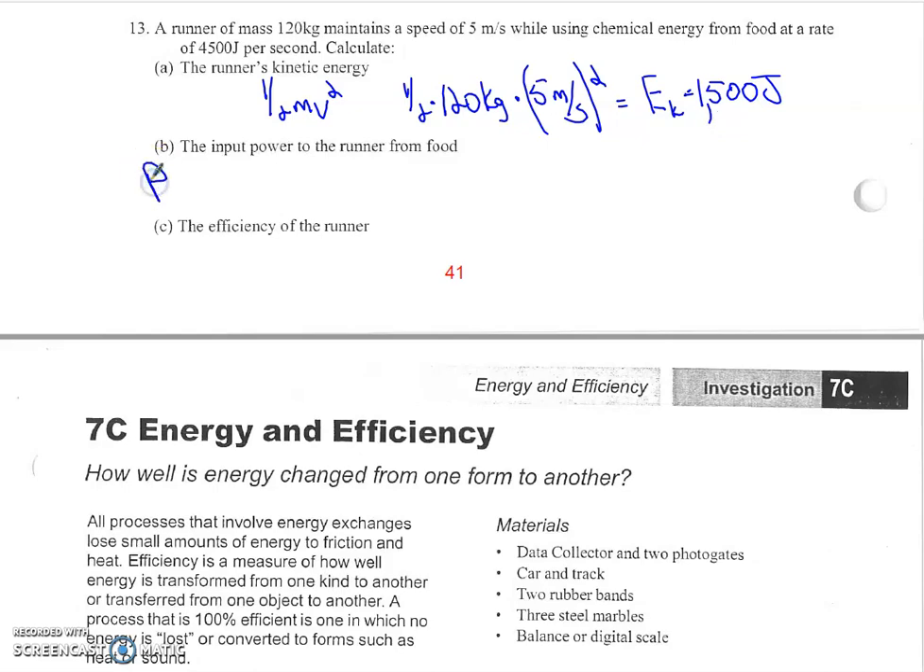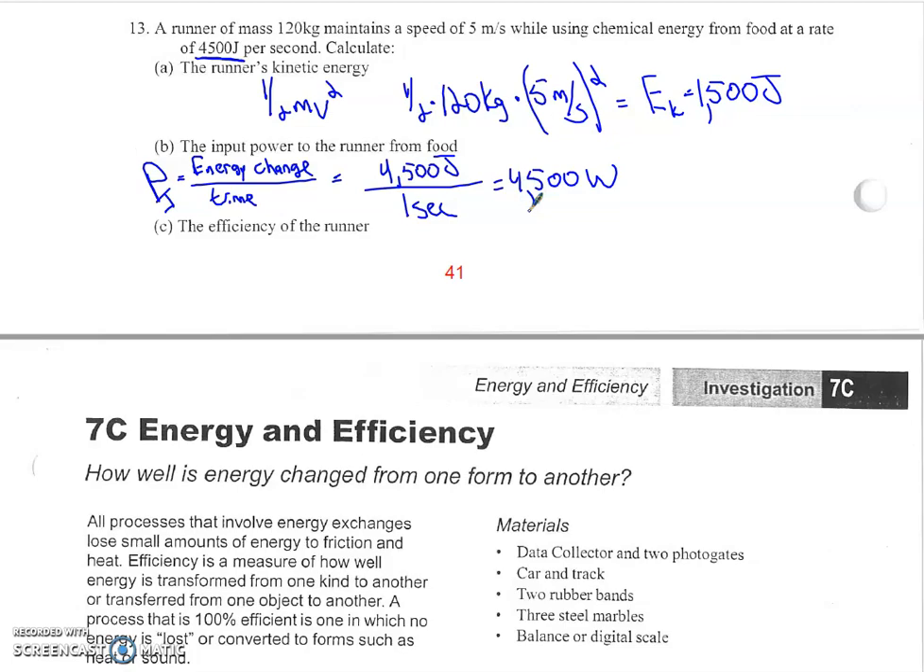The input power from the food. So when we look at input power, the way it's worded on page 20, we could just use that wording, energy change divided by time. So we take the input power. What we have to look at is the energy being input, which is 4,500 joules, right? Because that is the energy input from the food, the chemical energy. So you do that division and you get 4,500 watts.